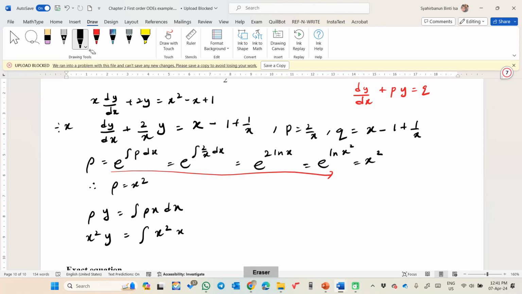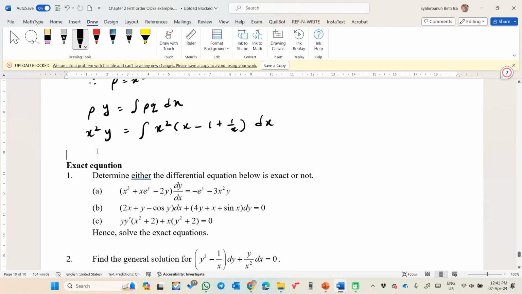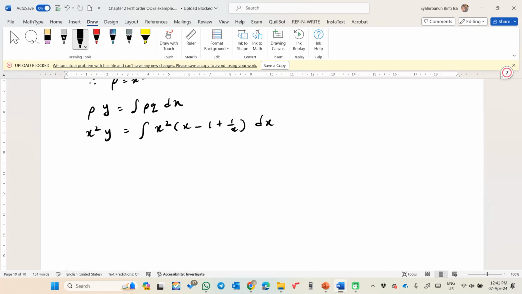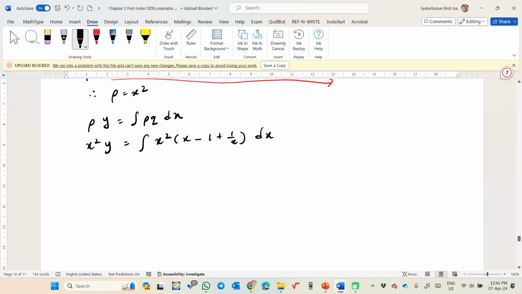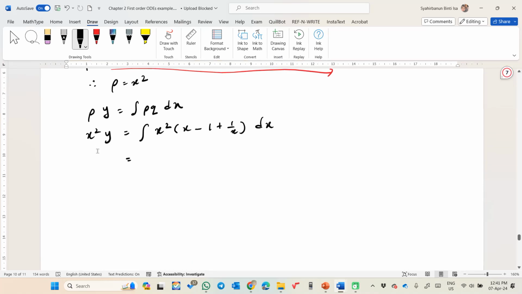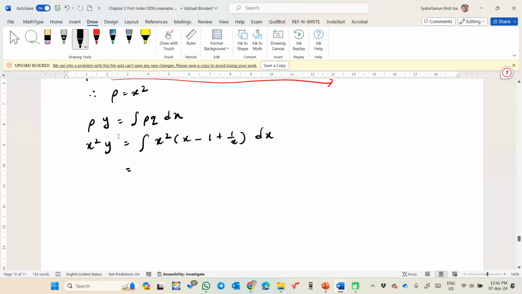No, sorry, not rho x, rho q. I always forget q. So x squared times q, which is x minus 1 plus 1 over x. So this is only a very simple integration dx, the polynomial integration. If the integration is simple, that is your rezeki. We call it your rezeki as a student, to get a question as easy as that.